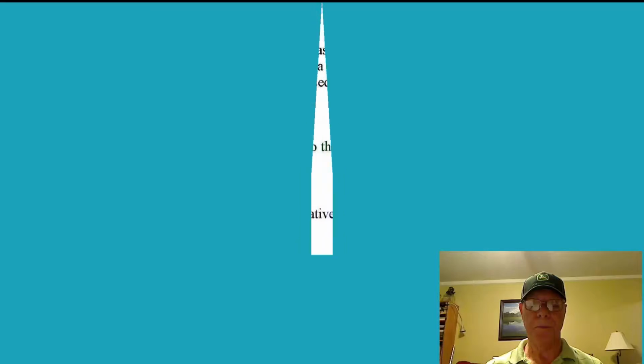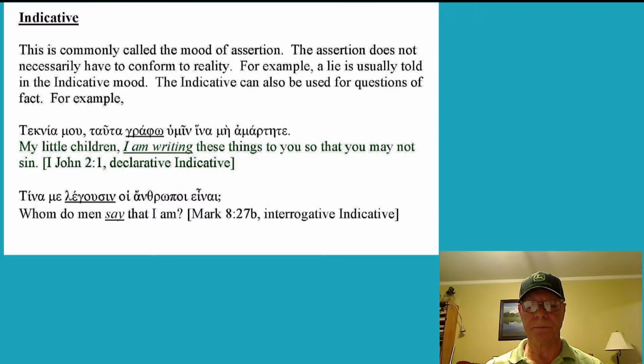Before digging into the optative in detail, we will briefly describe the indicative, the subjunctive, and the imperative moods. We will only look at a couple of simple examples of each, since these moods are not the focus of this video. First, the indicative mood. This is commonly called the mood of assertion. The assertion does not necessarily have to conform to reality. For example, a lie is usually told in the indicative mood. The indicative can also be used for questions of fact. Note that in the following examples, I have underscored corresponding Greek and English words.